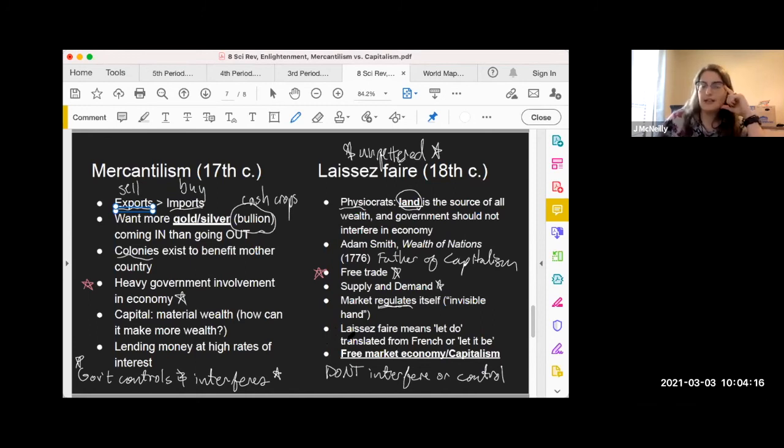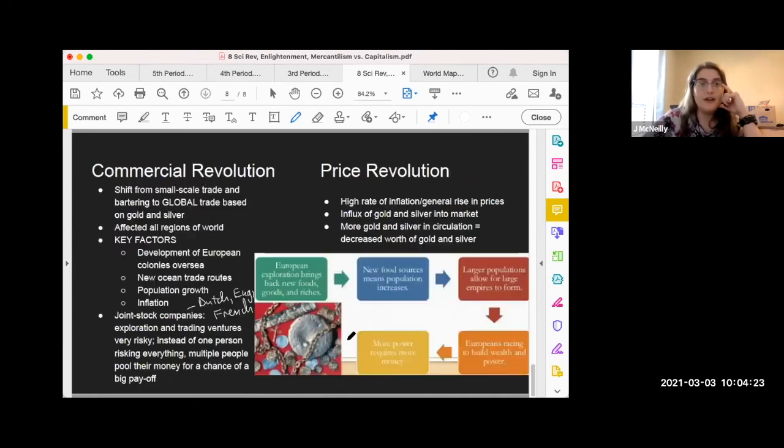Excellent. So now let's do a review of the effects of old imperialism in the New World on the economy. Okay, the commercial revolution and the price revolution. Now, the commercial revolution is going to be mostly positive for the Europeans. The price revolution is going to be mostly negative for the Europeans, except the middle class. They're actually going to rise in status.